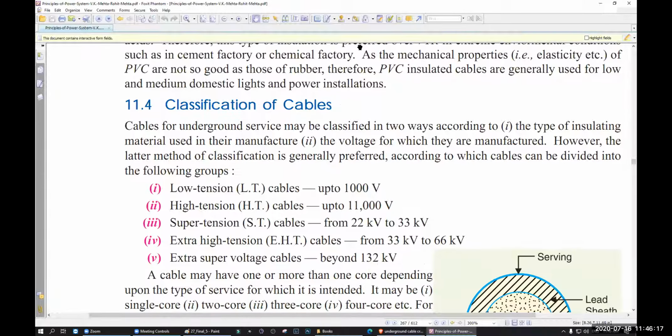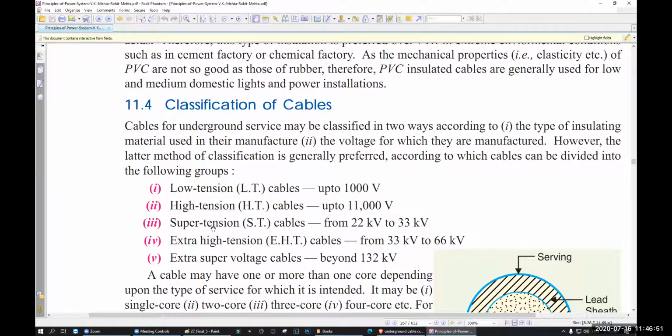Classification of cable. This is very important. This can be classified into 5 types. Low tension cable or LT cables, this is up to 100 volt, that means normal use. High tension cable or HT cable, this is up to 11 kilovolt, that means 11,000 volt. Super tension cable or ST cable from 22 kilovolt to 33 kilovolt. Extra high tension cable or EHT cable, from 33 kilovolt to 66 kilovolt. And extra super voltage cable that is beyond 132 kilovolt.